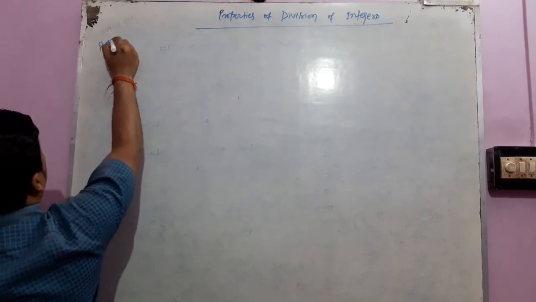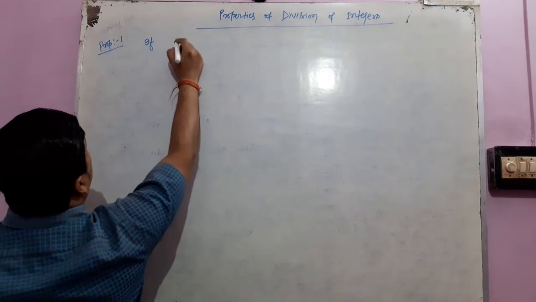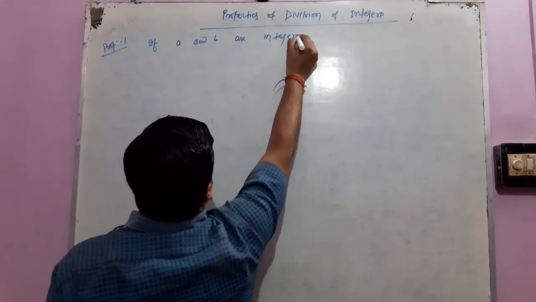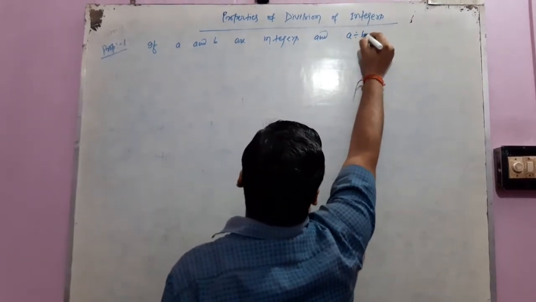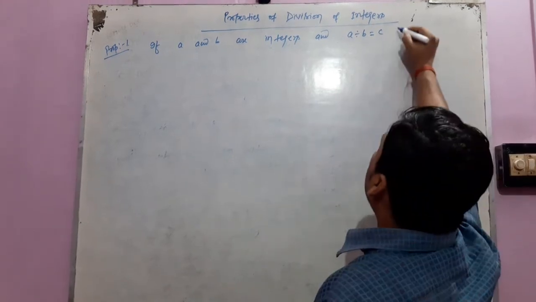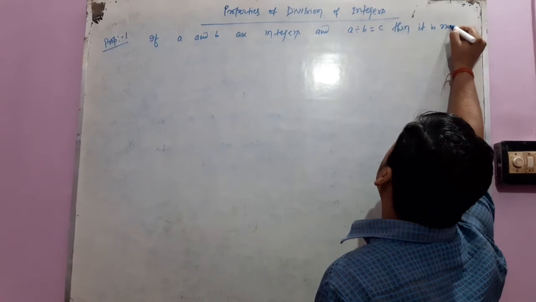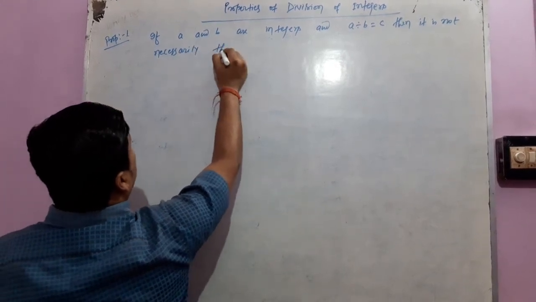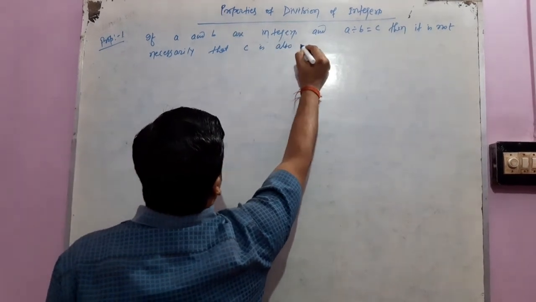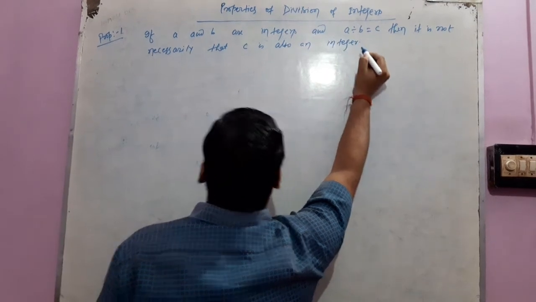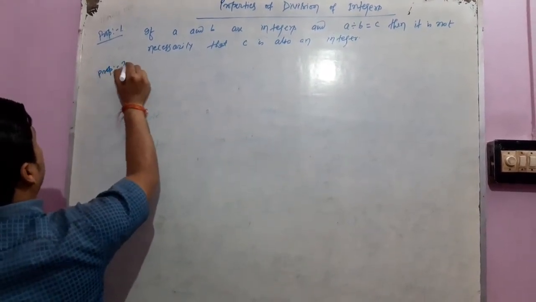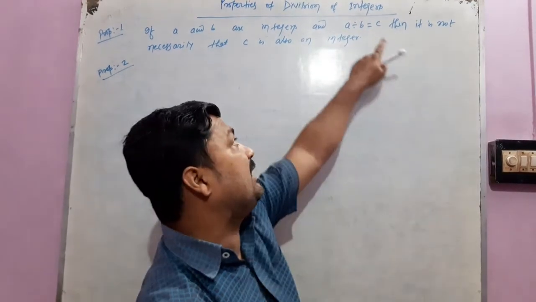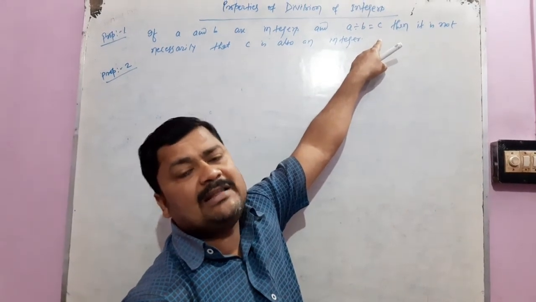The very first property is here. If a and b are integers, and a divided by b equals c, or when a is divided by b the quotient will be c, then it is not necessarily true that c is also an integer.